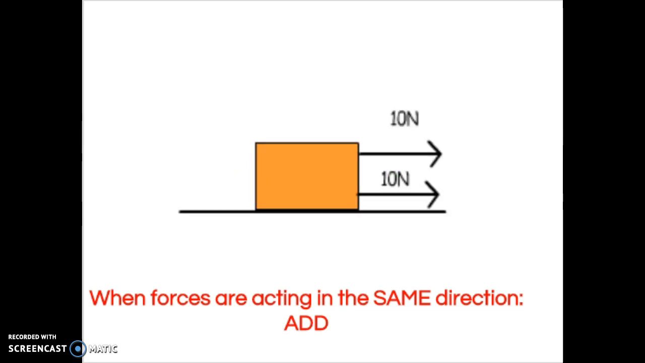Here they are working together. They're moving in the same direction. I have two arrows that show me I have 10 newtons of force to the right. The other arrow is also 10 newtons of force to the right. You add them. This box is unbalanced. It is moving 20 newtons to the right.